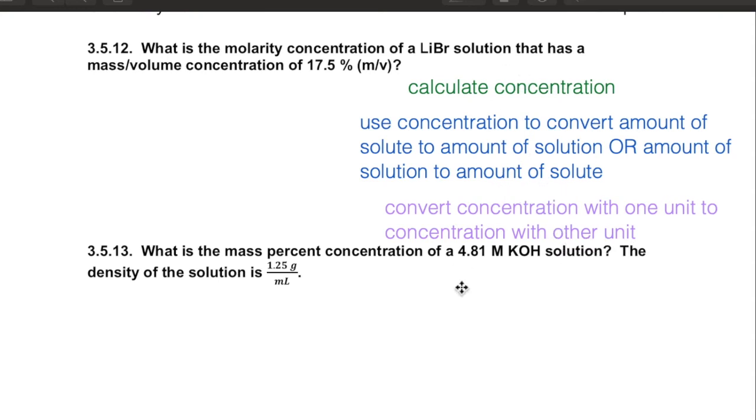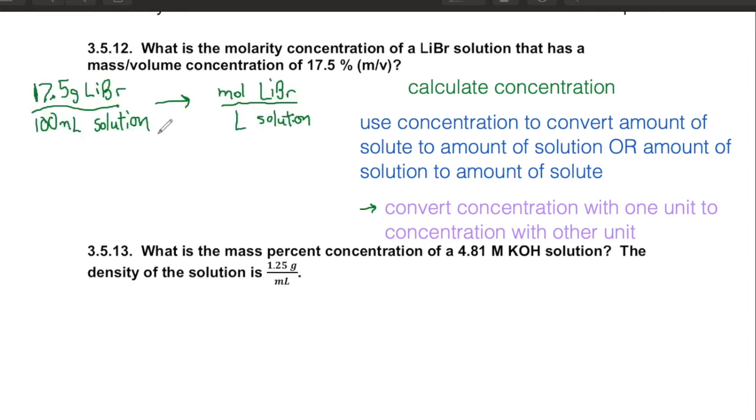We've had some where we calculated the concentration, some where we used the concentration to convert between amount of solute and amount of solution. And now these last 3 are ones where we have the concentration with 1 unit and we want to express the concentration but with another unit. So we are given the concentration in mass volume percent. We are told it's 17.5 mass volume percent lithium bromide. That means there are 17.5 grams of lithium bromide in every 100 milliliters of solution.